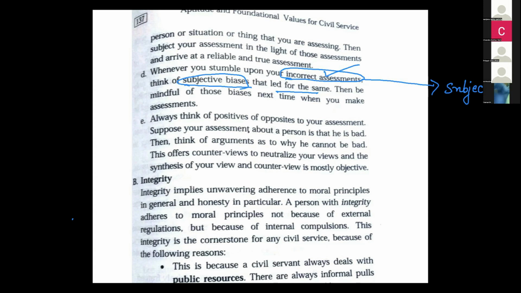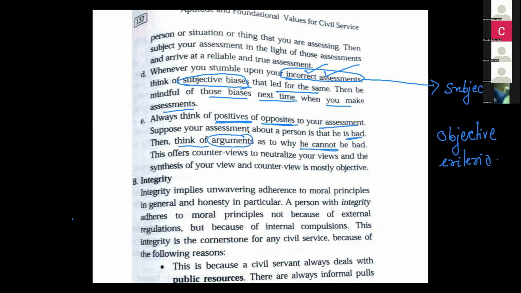जनरली हम सब्जेक्टिव हो जाते हैं and we start judging people, and finally our assessment becomes incorrect. So always in life also try to involve objective criteria, so that your assessment, at least to some extent, will be correct. Then be mindful of those biases next time when you make assessments. Always think of positives opposite to your assessment. Suppose your assessment about a person is that he is bad, then think of arguments as to why he cannot be bad.